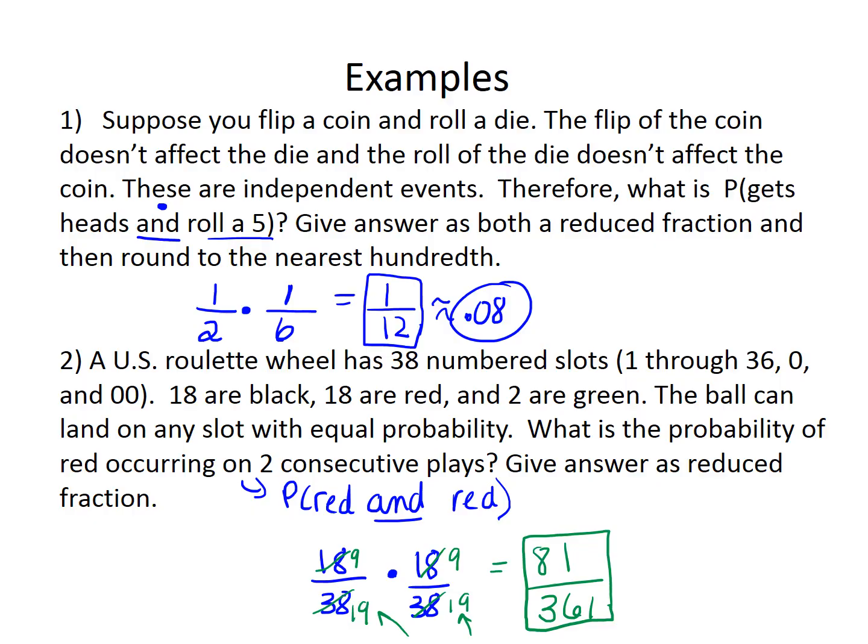Again, otherwise you're going to have to do 18 times 18, get a really big number, 38 times 38, get a really big number, and then reduce that. So it's definitely easier to reduce before you multiply.